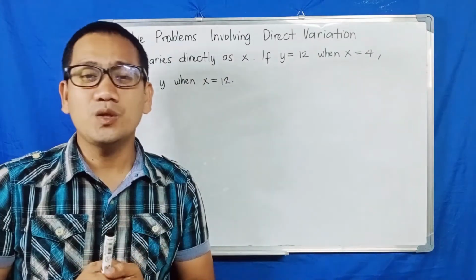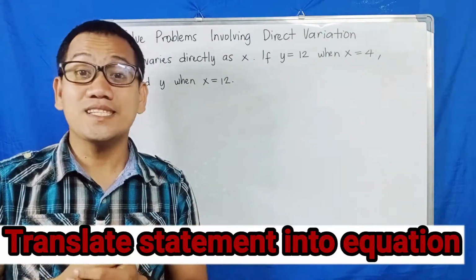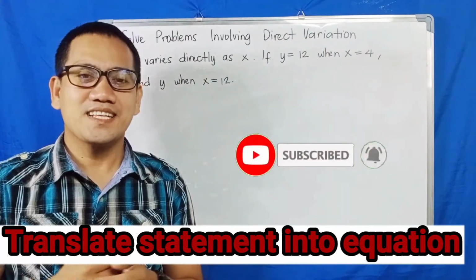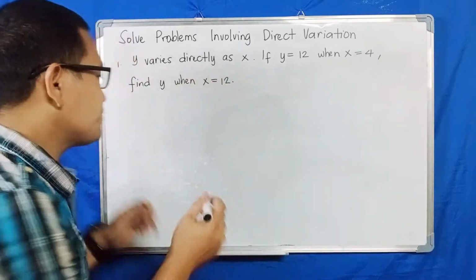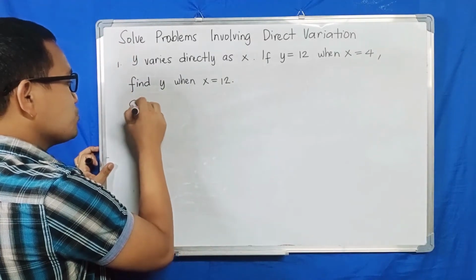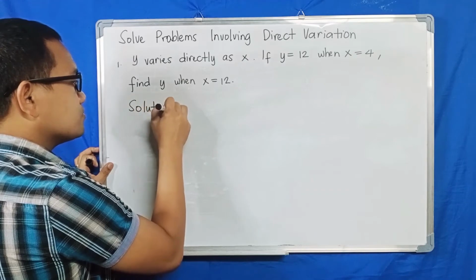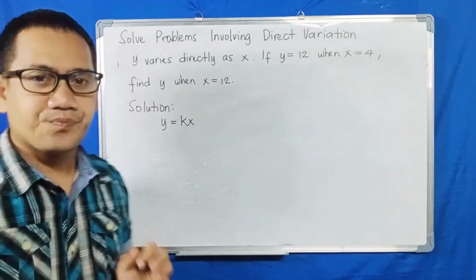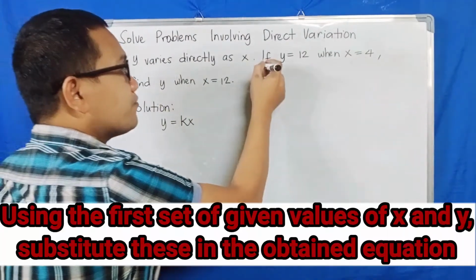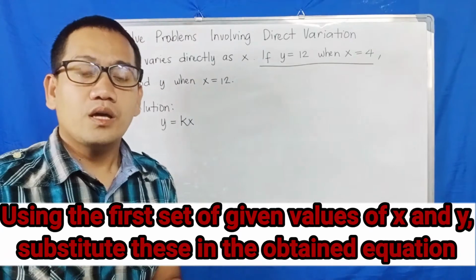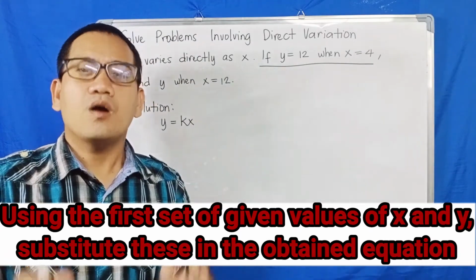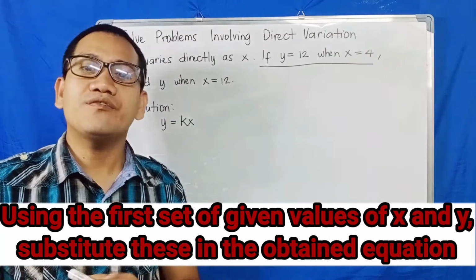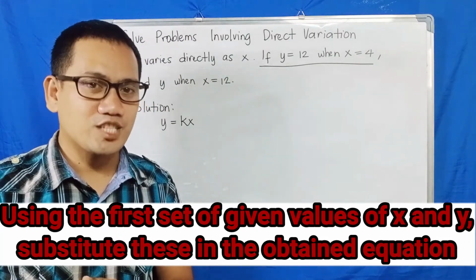So first thing we need to do is to translate our statement into equation. Since y varies directly as x, then we can write this one as y equals kx. So this would be our solution. Y is equal to kx. Then, using the first set of given, if y is equal to 12 when x is 4, substitute these values in finding for the constant of variation.